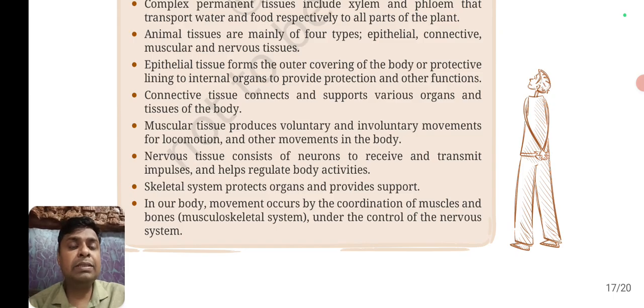Skeletal system protects organs and provides support. In our body, movements occur by coordination of muscles and bones under the coordination of the nervous system.